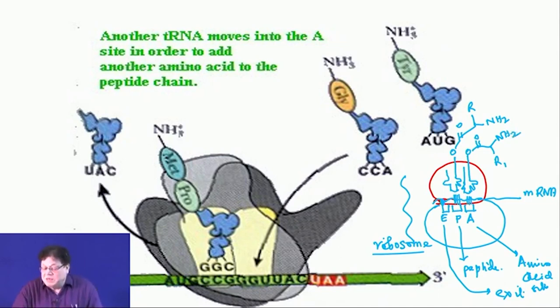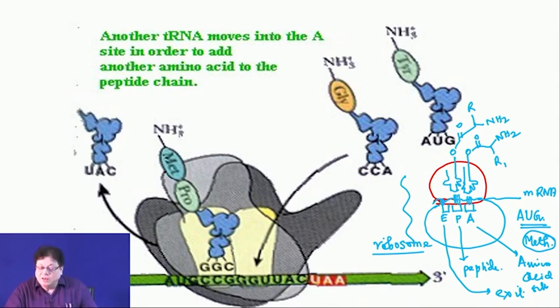Now let me tell you, this P site is always a consensus sequence, AUG. What is AUG? AUG codes for methionine. That means this is the binding point, and wherever there is now AUG, the synthesis will start from there.